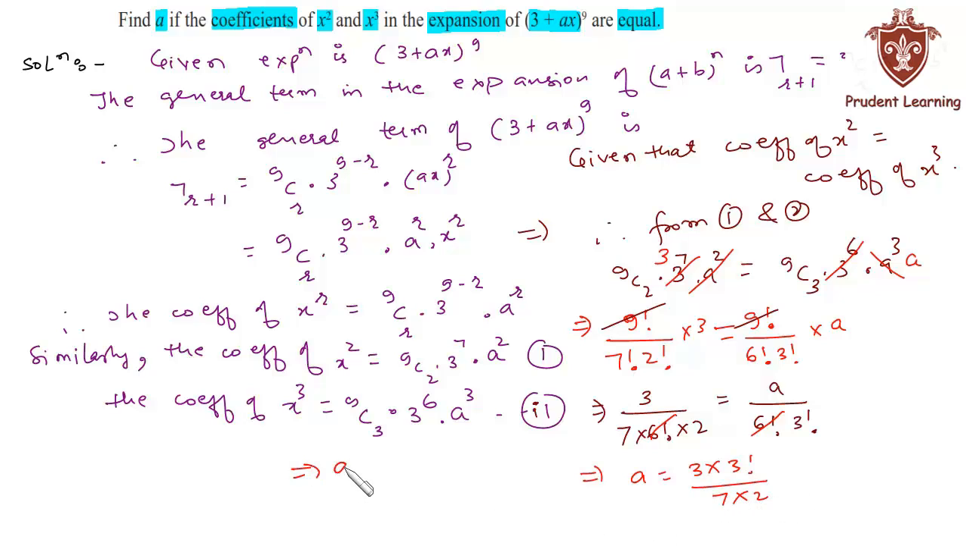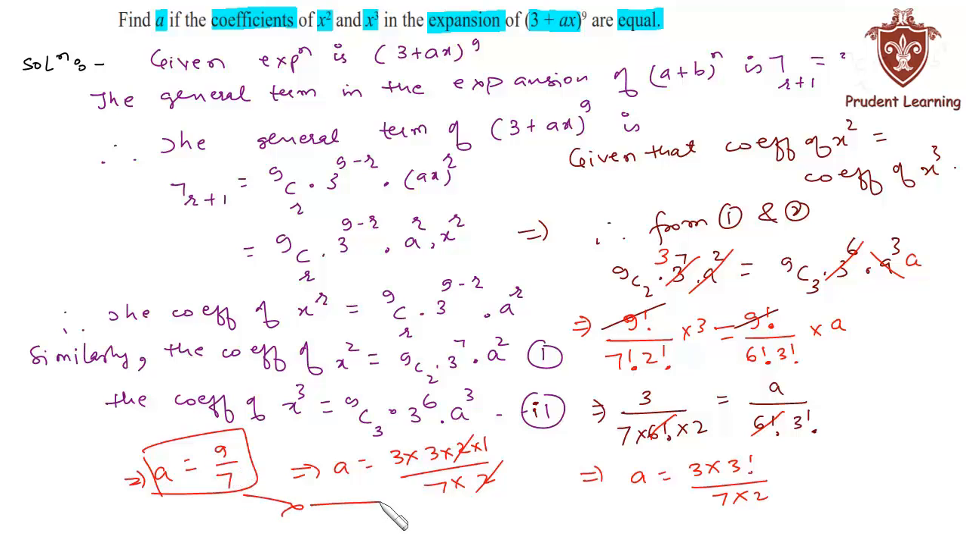This gives us a as 3 into 3 factorial, which is 3 into 2 into 1, upon 7 into 2. These 2s get cancelled, and finally we have a equal to 3 threes are 9 upon 7. Hence the required value of a is 9 upon 7. So this completes our solution.